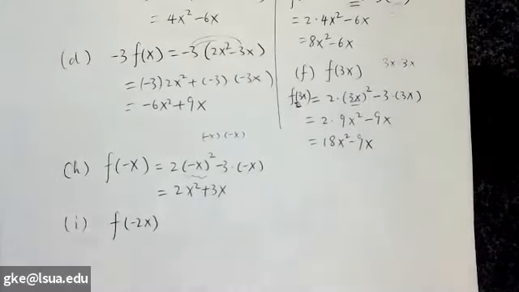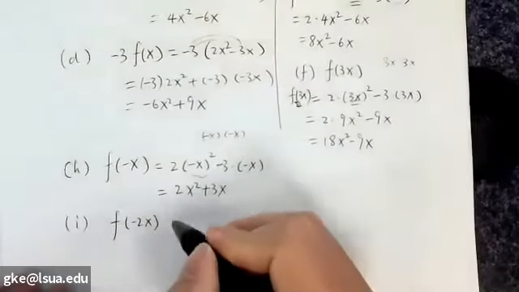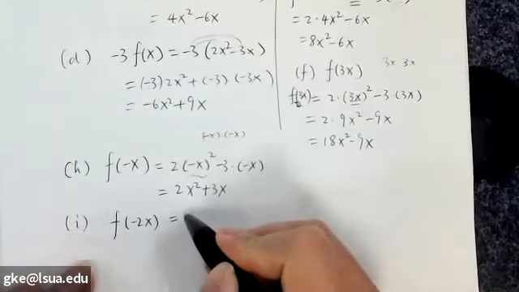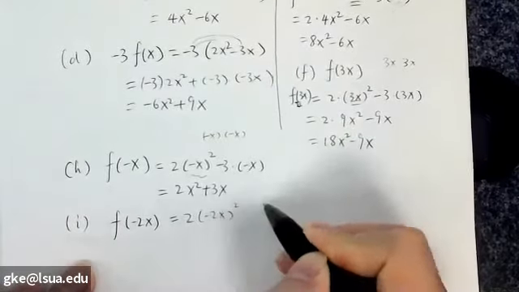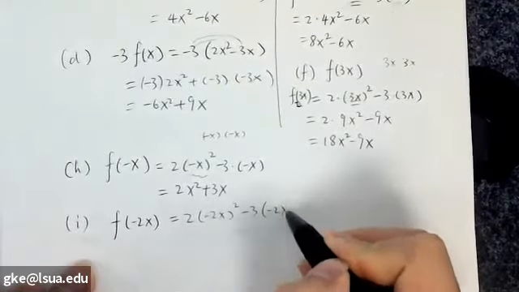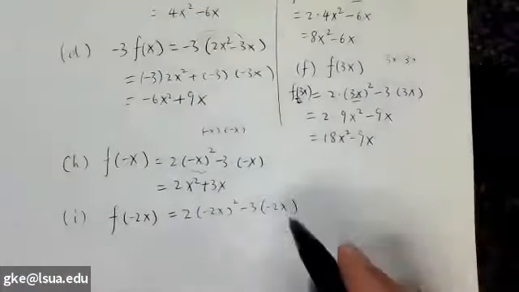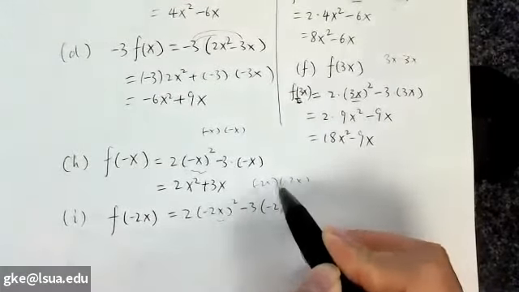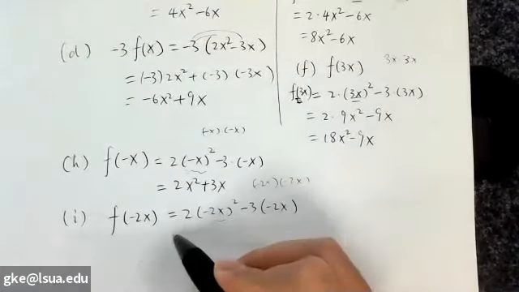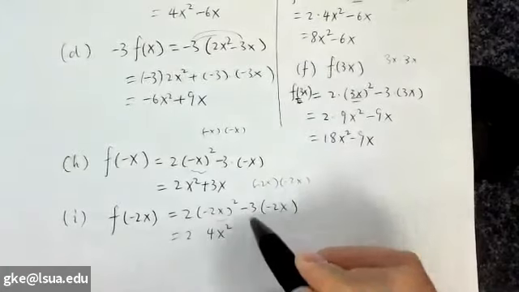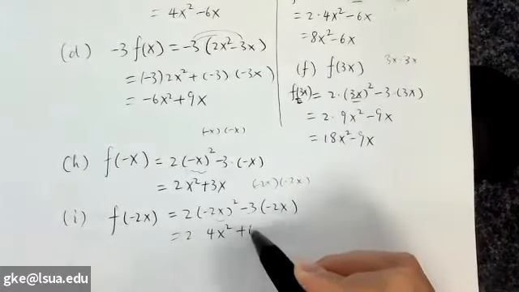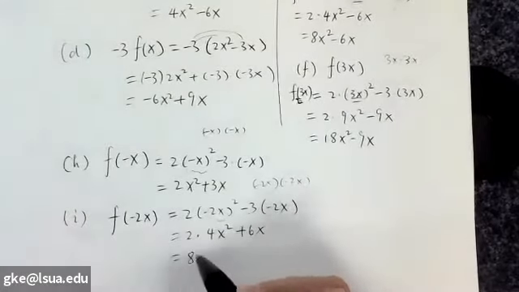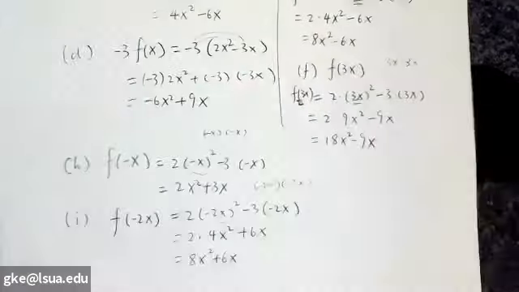Okay, now let me do it. Very similar to the previous example. I will just replace the x by negative 2x. And then negative 2x times negative 2x is going to be 4x squared. Negative 3 times negative 2x is 6x. Okay.